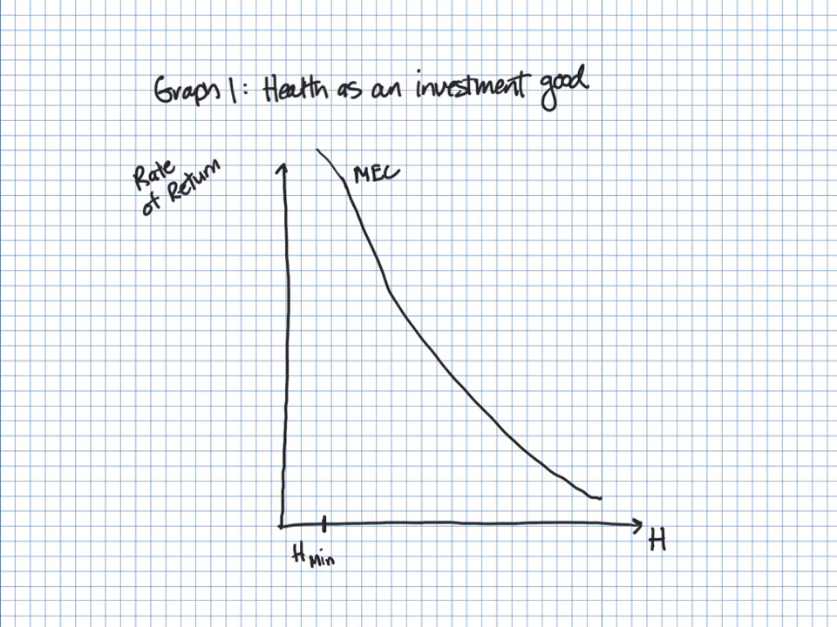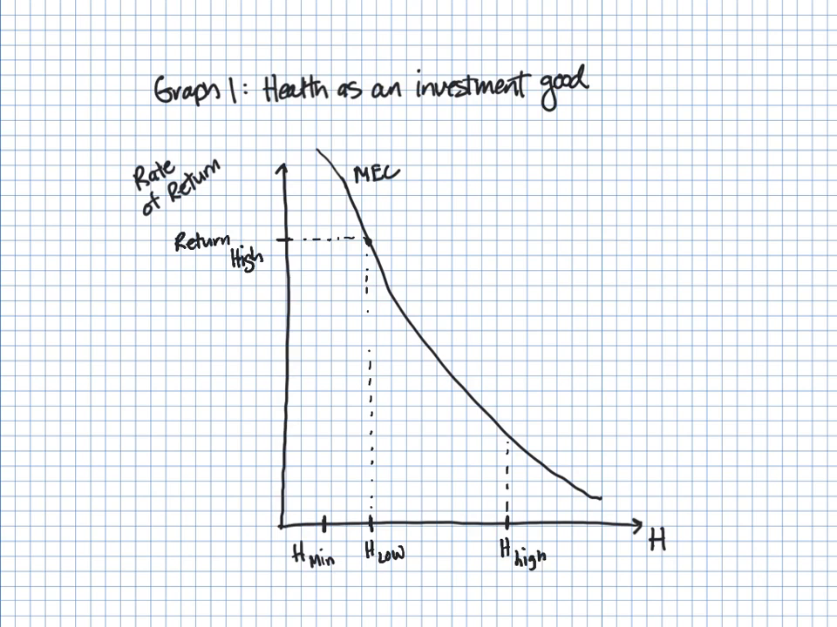For example, let's suppose we're at a level of H. Let's call it H low. What this graph tells us is that if we go up to the MEC curve from this H low position, and then go over to the y-axis, we can see that we are earning a high rate of return on our health capital. However, let's say we make ourselves really healthy and then we end up with a high level of health capital. Let's call it H high.